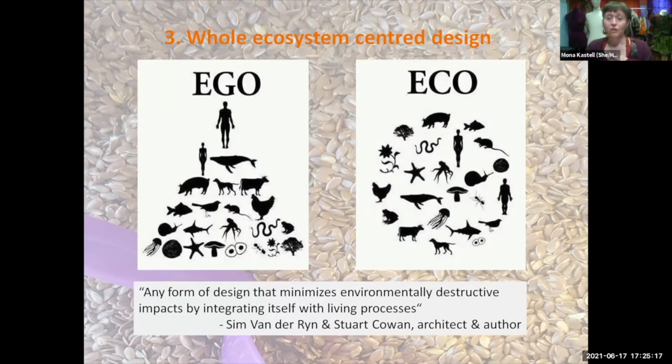This is another definition for ecological design, which is any form of design that minimizes environmentally destructive impacts by integrating itself within living processes.